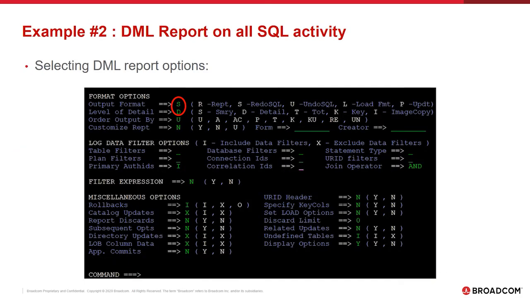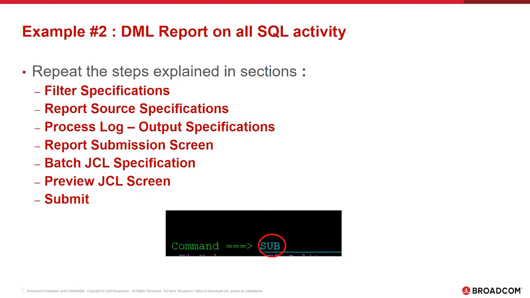We now want full details of changes plus all of this SQL activity and statements. For that, we go back to the DML Report options landing page and select S for the output format that will redo SQL and D for detail. We now need to go through the identical panels of options we went through with the summary report and give Log Analyzer specifications. In our case, they remain the same, and we therefore shall not repeat them, but here is the reminder about what they are. So we submit the job and go to the output.